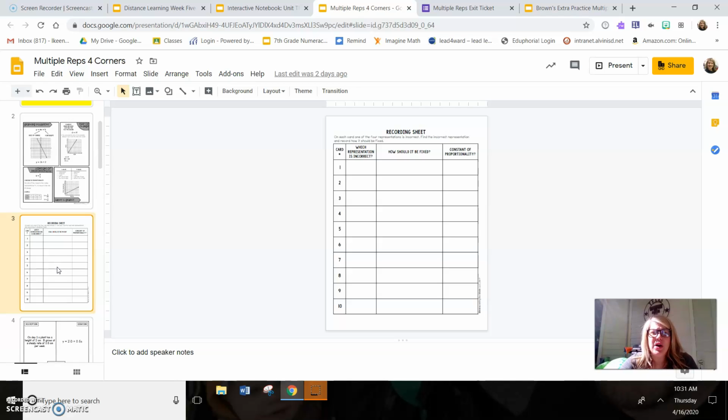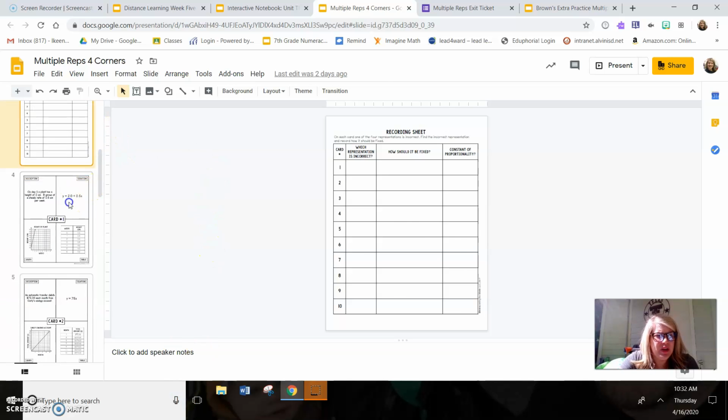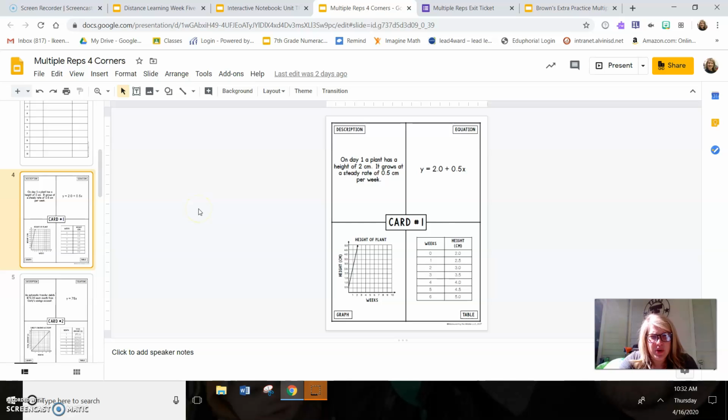Fold your paper into 3 columns. Which representation is incorrect? What needs to be fixed? What's the constant of proportionality? So if you need some reminders about what the constant of proportionality is, you need to go back and look at your notes and also pay attention to that video from Mrs. Sanders, okay? Let's look at card number 1 on slide number 4.